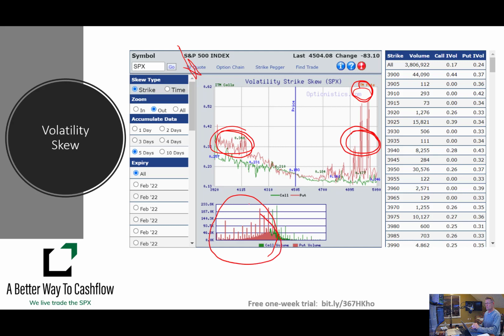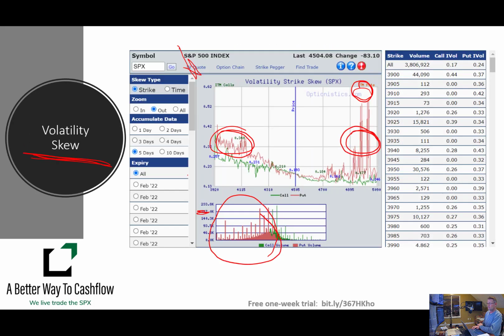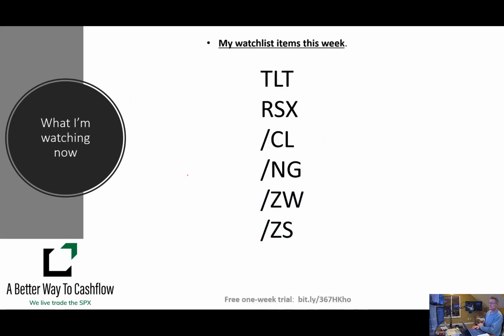You can see there's a lot more volume. There's a lot more activity on the put side. The put skew continues to remain to the put side, which is bearish also. And again, if you're not familiar with volatility skews or the put call ratio, I'll do a little bit of a training video this week to help you with that.